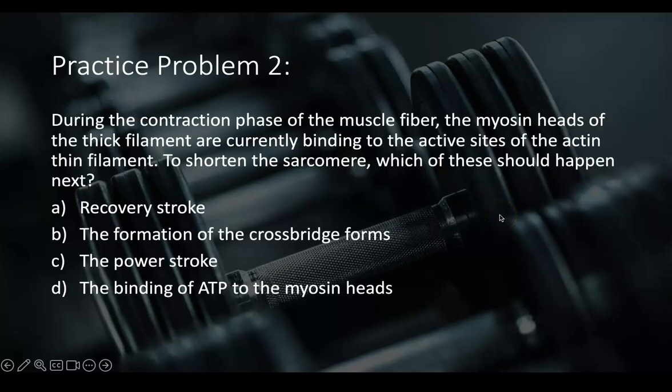Alright, so practice problem number 2. During the contraction phase of the muscle fiber, the myosin heads of the thick filament are currently binding to the active sites of the actin thin filament. To shorten the sarcomere, which of these should happen next? Alright, pause the video, think about it, come back to this.